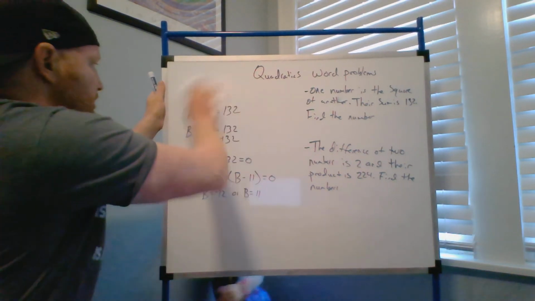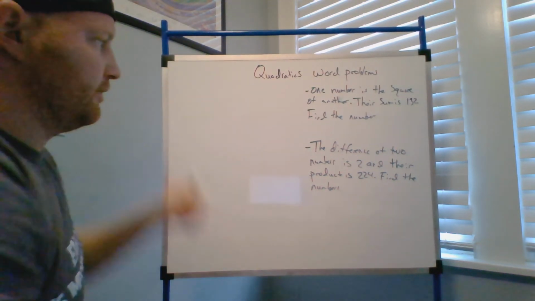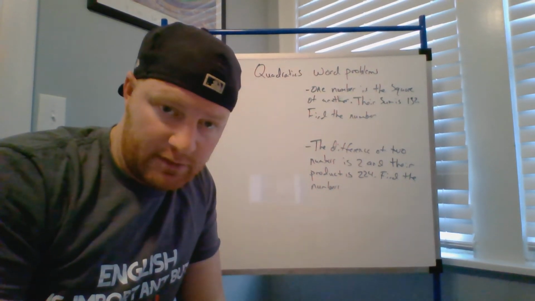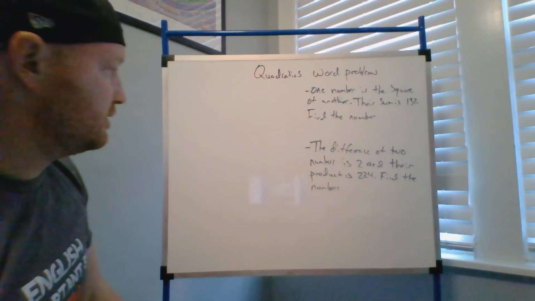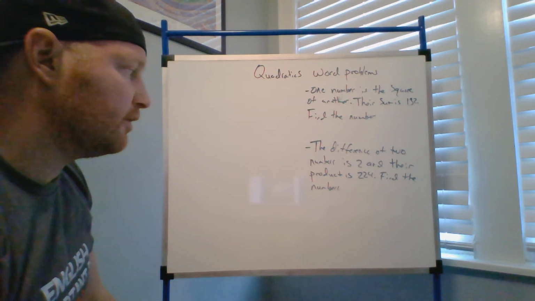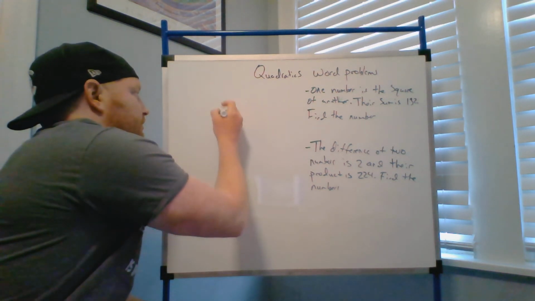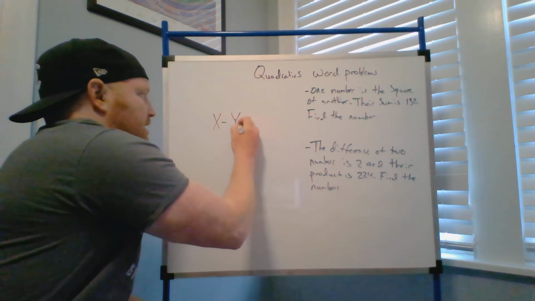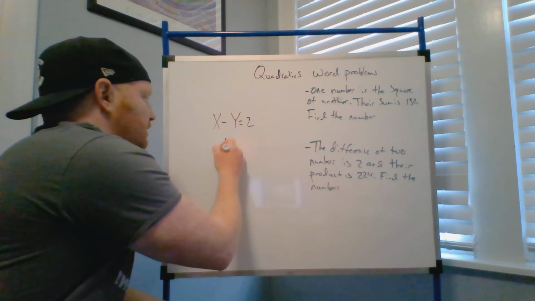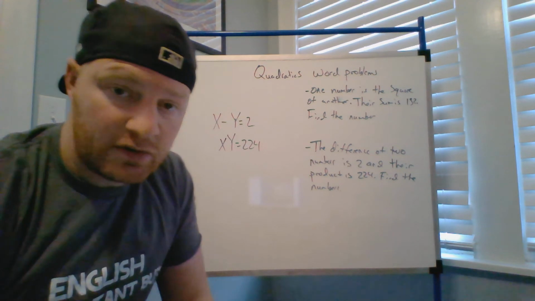So this one goes with that one. And now I'll do another one. And these are some types of questions you'll see today. It says the difference of two numbers is 2, and their product is 224. Find the numbers. The difference of two numbers is 2: X minus y equals 2, and their product is 224: X times y equals 224.